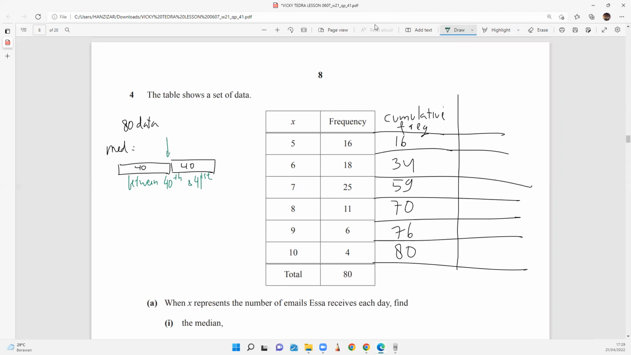Okay, so what is 40th and 41st? 7, right? As simple as that, because you look at this. 40 and 41 is located here, right? Or you can just simply put 1 until 16, 17 until 34, 35 until 59, right? And then 60 until 70, and 71 until 76, 77 until 80, right? So the 41st data between 40 and 41st is 7, right? So it is the median.